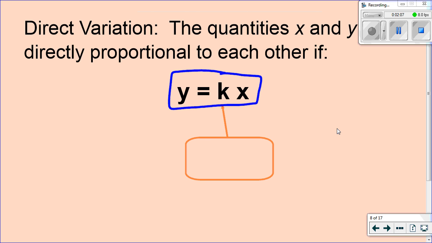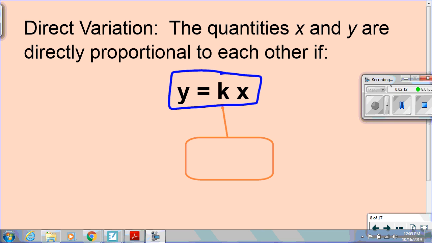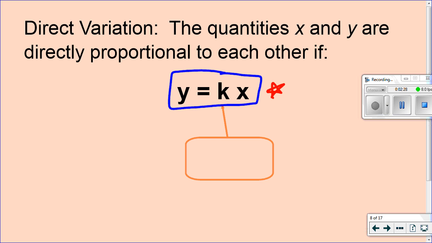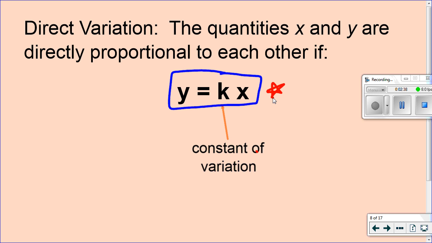All right, so this is what we call a direct variation equation. So this shows that the quantities x and y, depending on what those are and what situation we're talking about, running speed and running distance, those are the variables we might be talking about, are directly proportional to each other if this is true: y equals k times x. I'm going to explain what k is. We'll go through some examples of what k is in a moment. But we call k our constant of variation.